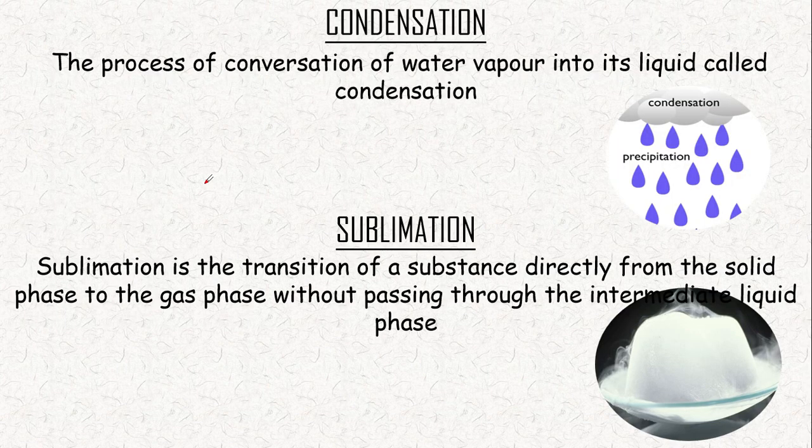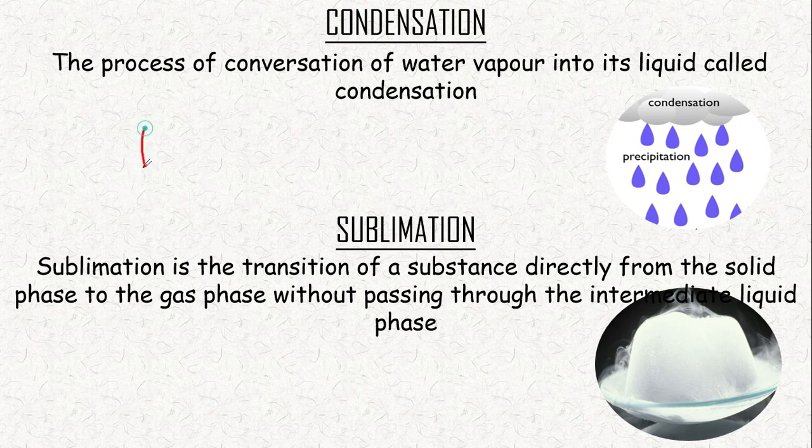First one is condensation. Here condensation means the process of conversion of vapor into its liquid state. It means converting water vapor into its liquid state. When you take some salt water and start to boil it, only the water will be evaporated and salt will be left behind, and you can condense the water, where you will get two separate components, one is salt and one is water.